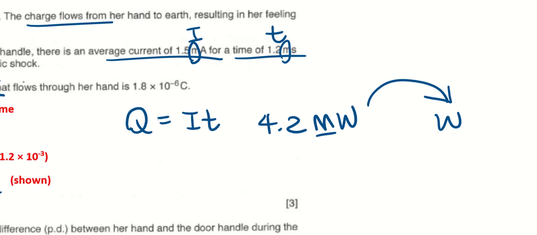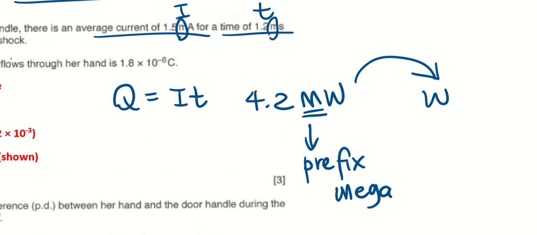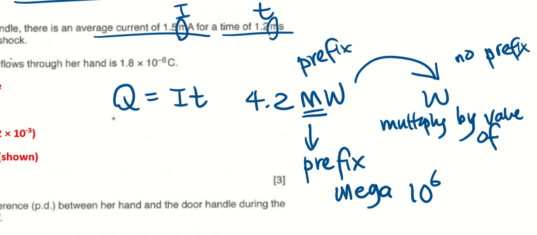So firstly, you need to know that this is a prefix, and this prefix is called mega. Okay, and then what is the value of mega? 10 to the power of 6. Right? Now, to convert from prefix to no prefix, what do I need to do? Multiply by value of prefix. So this is the rule that you always follow and you won't make mistake.